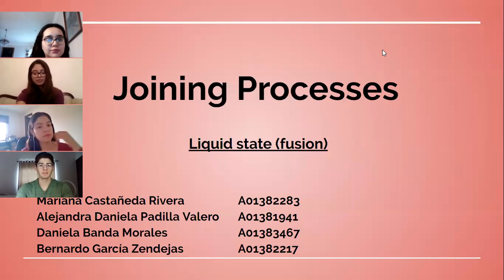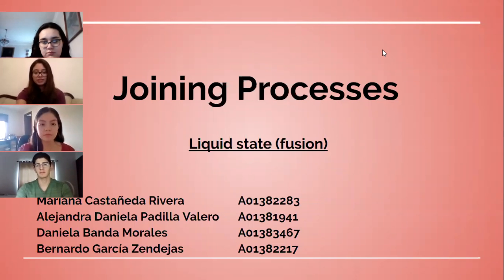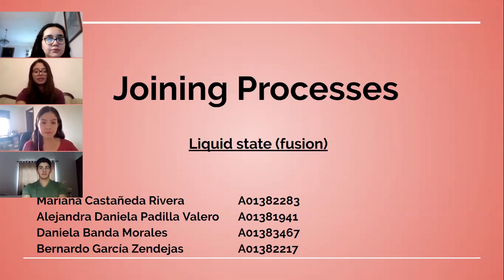We're team number 2, and we're going to present joining processes in liquid state, also known as fusion. Our teammates are Alejandra Padilla, Daniela Banda, y Bernardo García.